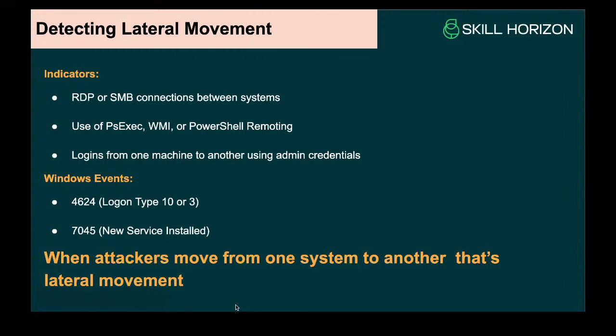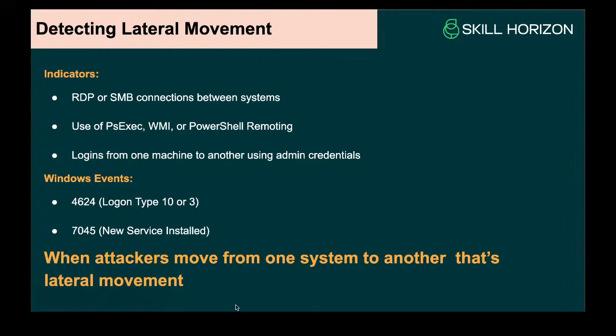In lateral movement, we compromise one system, and then using that we compromise another one. That is called lateral movement. They use services like RDP, SMB, or PowerShell, so PowerShell remoting, WMI, PsExec, RDP, or SMB. You have to observe that. These are all indicators.